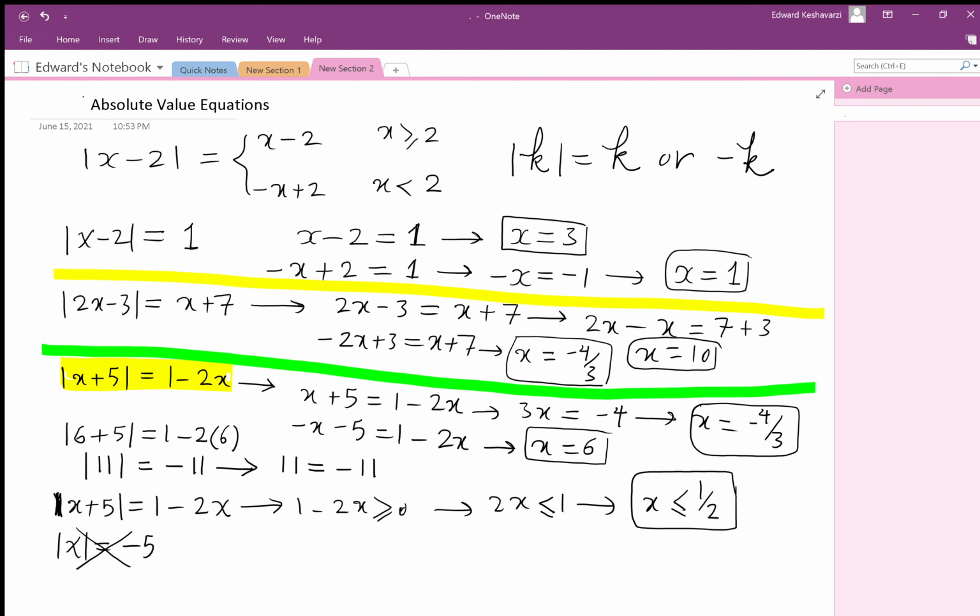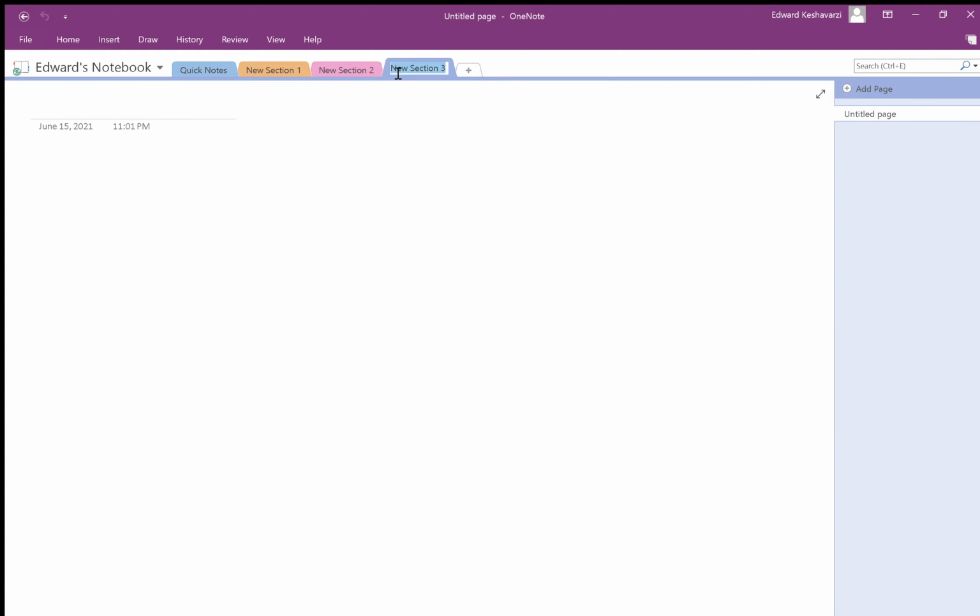And if you look at the solutions that we got, 6 does not meet this requirement. And then 6 can't be considered a real solution. Some books call 6 an extraneous solution, a solution that looks to be a solution, but it's not. Okay, let's go to the next equation, which is a quadratic one.